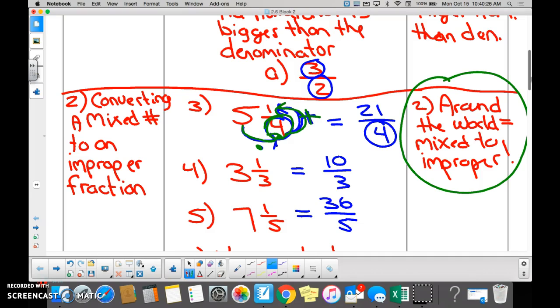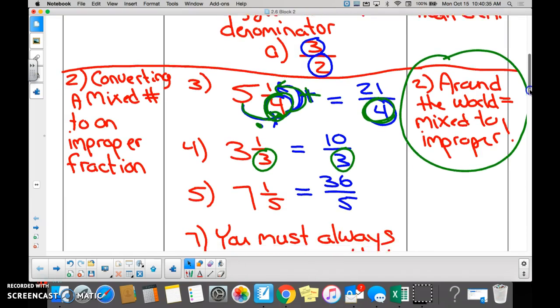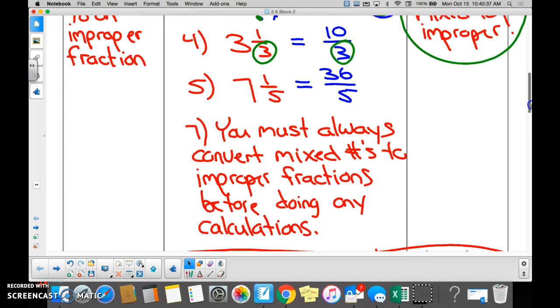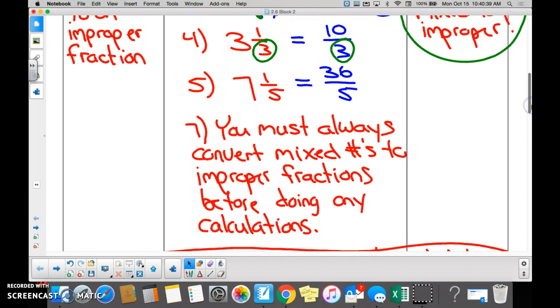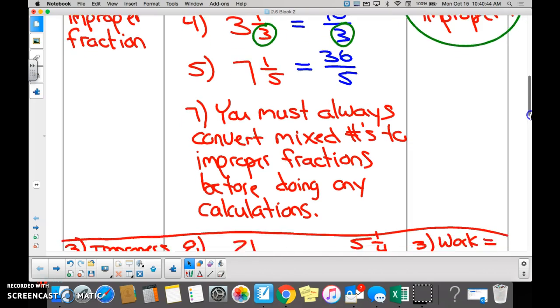Remember, the denominator is always going to be the what? Same, no matter what, right? So 3 1/3 converts to 10/3. Denominators are never going to change when you're converting from mixed to impropers. And then number 7 is a biggie. Can you ever calculate in this classroom using mixed numbers? Yes or no? No. No, you may never.